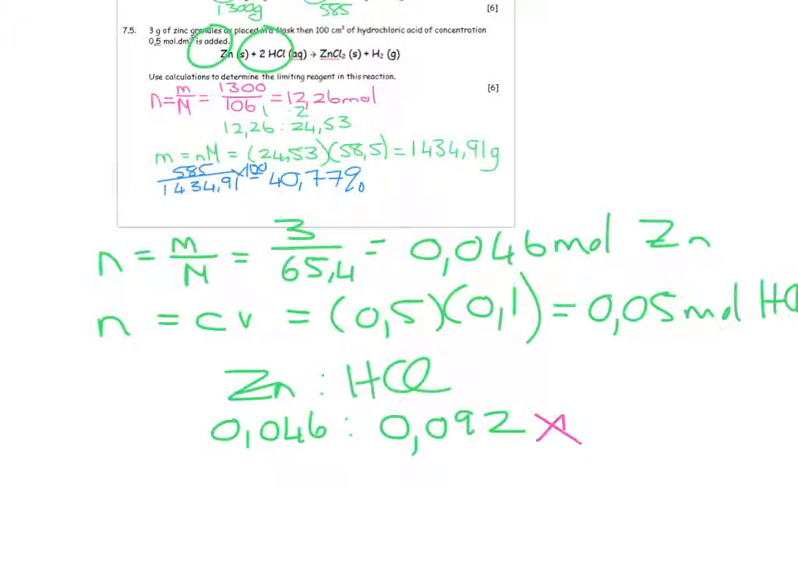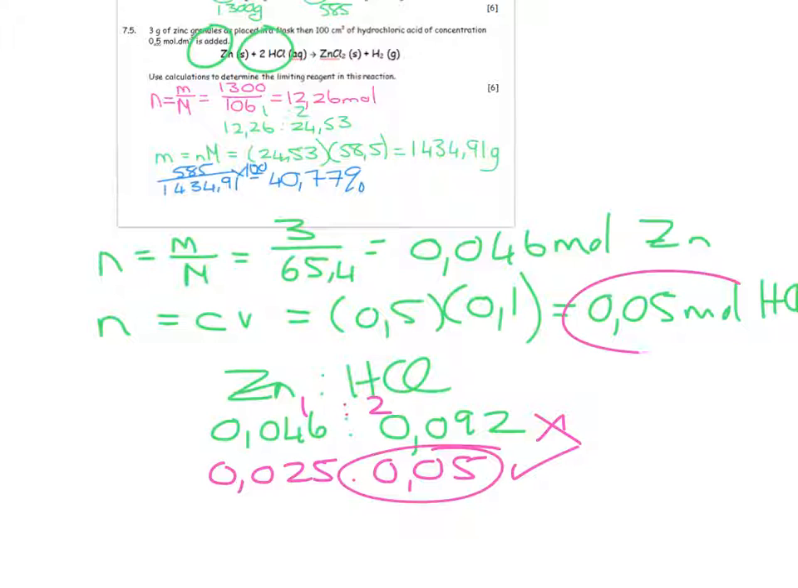So that is not possible. Then we are going to say, what about if I had, this is a 1 is to 2 ratio by the way, what if I had 0,05 here? I would get 0,025 over there, and that is possible. And therefore, it is the hydrochloric acid that is the limiting reagent.